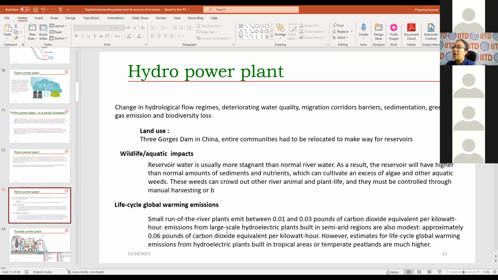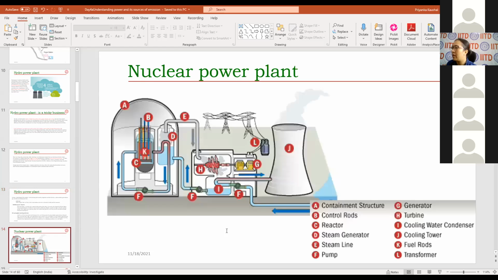So therefore, having a big dam-based power plant, there's always a fear among the community if we come up with those big hydropower plants. But run of the river is what is recommended otherwise. So that was very quickly about the water-based. The next that we are looking at here are the nuclear power plants.